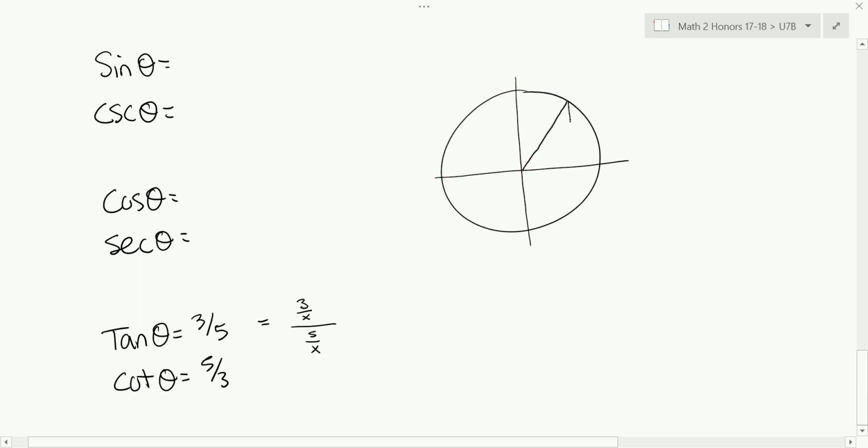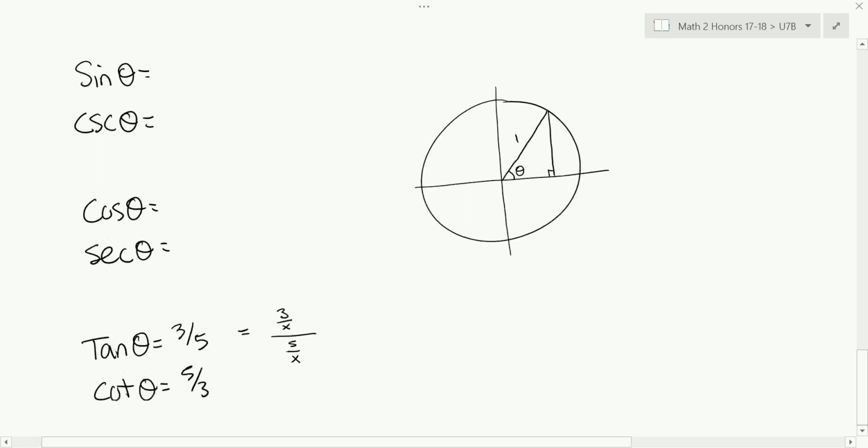Draw a triangle with a hypotenuse of 1. This is our angle theta. We'd like to know what our two side lengths are of this triangle, because that will give us the sine and the cosine.